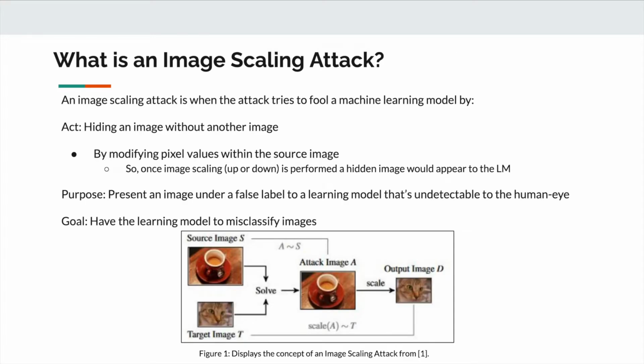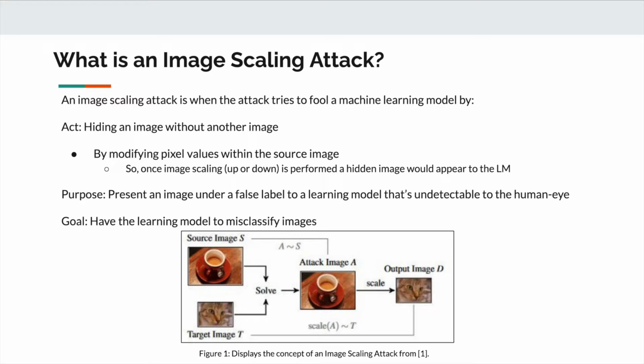Here's the first type of image manipulation attack, known as the image scaling attack. As you can see in figure 1 at the bottom, it depicts the events that take place. Here we have a source image of a teacup that is supposed to be fed into the image classifier. However, the attacker wants the image classifier to see a cat instead, so the target image will be that of a cat. It is now that the smaller image of the cat will be hidden within the source image. This is done by altering the pixel values of the source image so that when the source image gets scaled, the cat image will appear in its place.